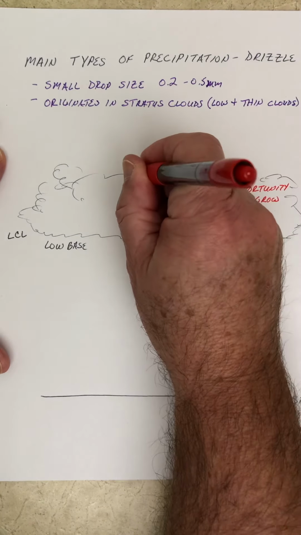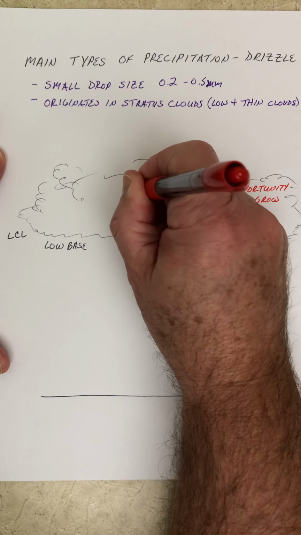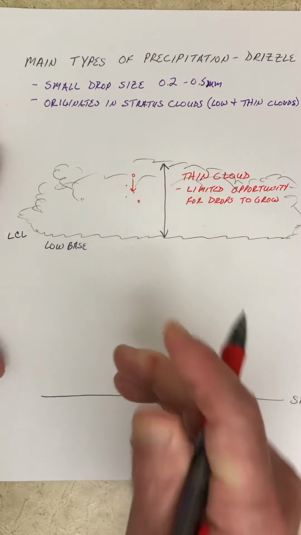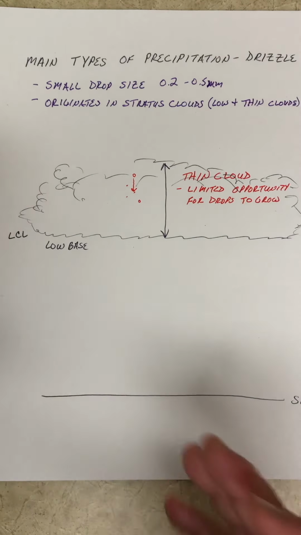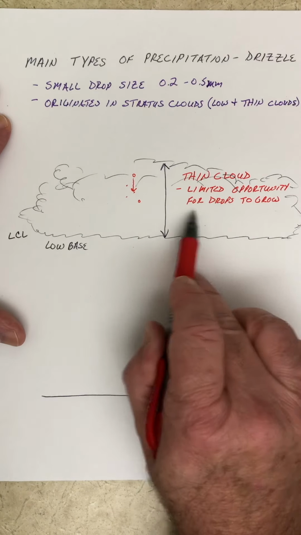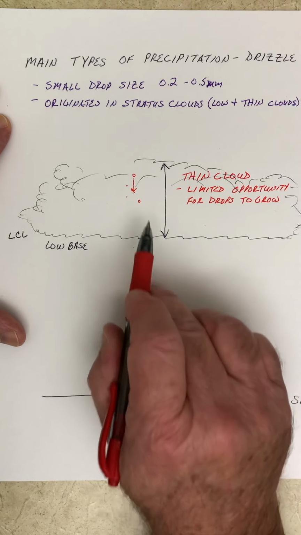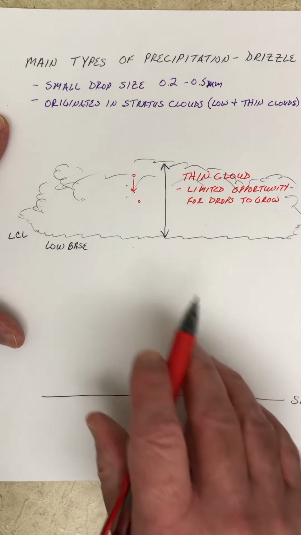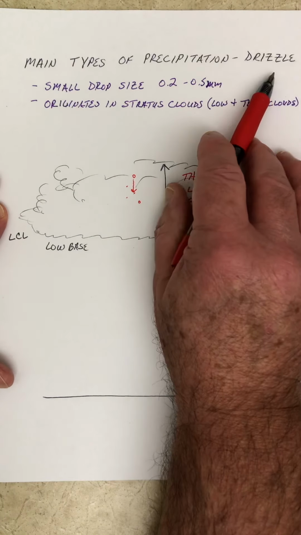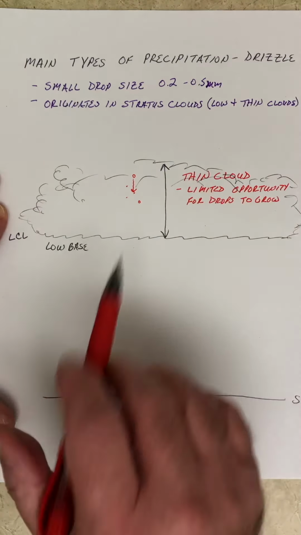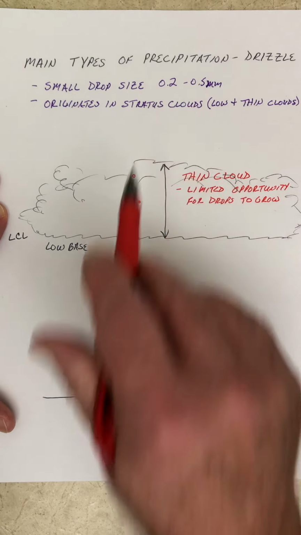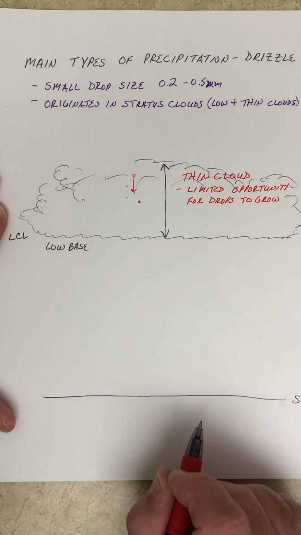And so, if you've got droplets forming in here and it's falling through the cloud, as it falls through the cloud, it picks up droplets below it, and they coalesce together and they grow. So if you've got a thin cloud, there's very limited opportunity for those droplets to grow. And therefore, they're not going to grow to a very big size. They're going to remain small drizzle drops with a diameter of 0.2 to 0.5 millimeters.